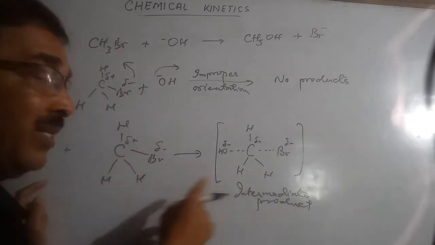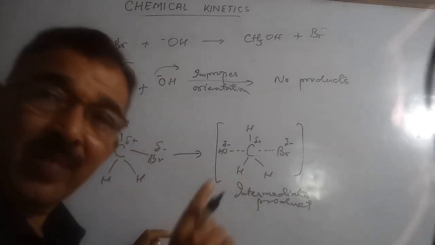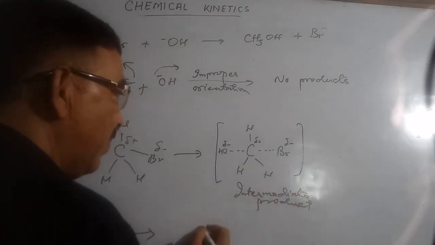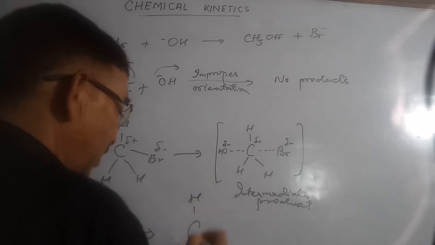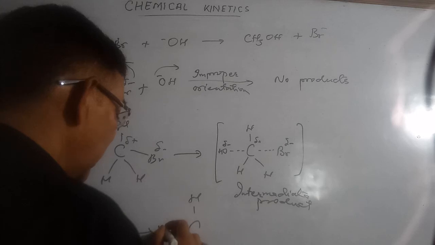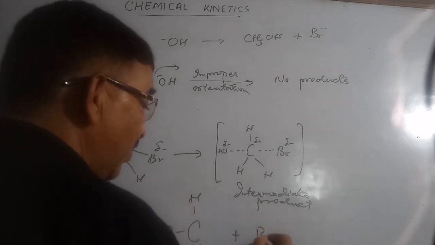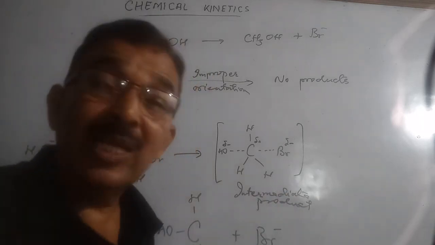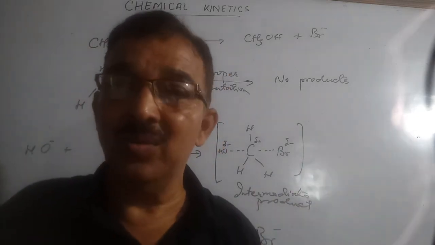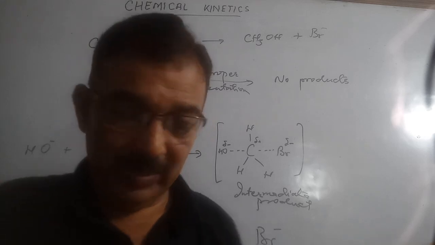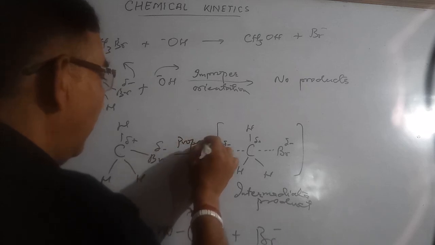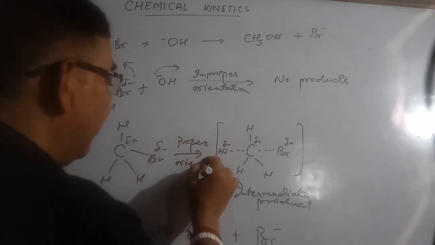So here proper orientation makes the collision effective and will form CH3OH plus Br minus. In this particular case, let us suppose that the orientation of the reacting molecules is proper.